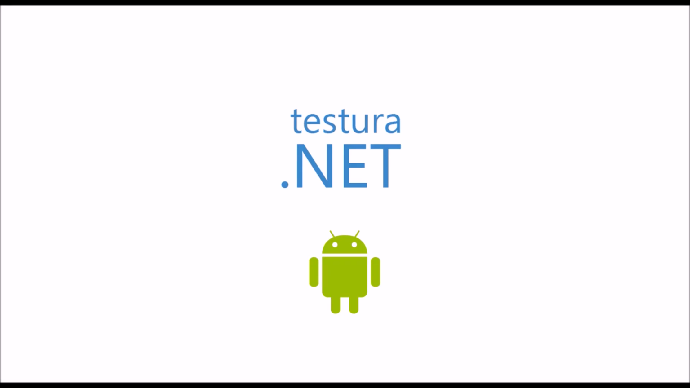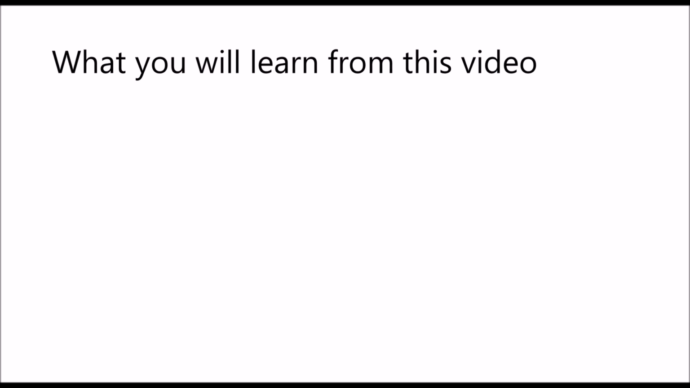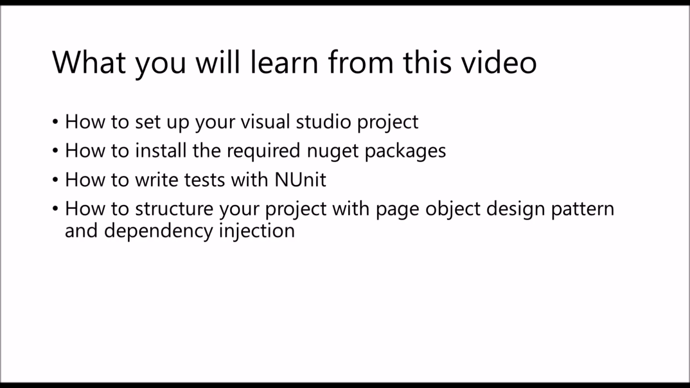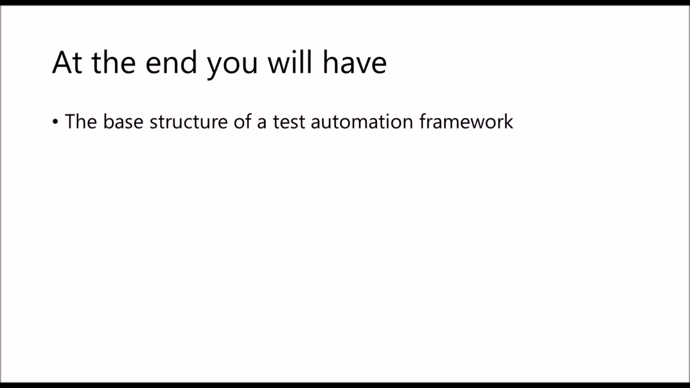In this video we're going to look at how you can create your own test automation framework in C# with Testura. You will learn how to set up your Visual Studio project, how to install the required NuGet packages, how to write tests with NUnit, and how to structure your project with page object design pattern and dependency injection. And at the end you will have the base structure of a test automation framework, 3 different views, and 1 test.